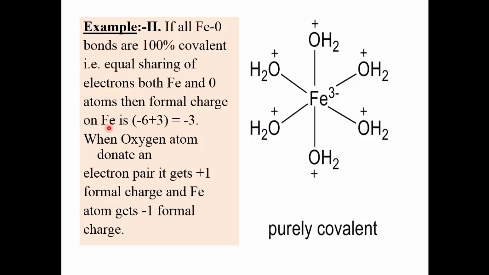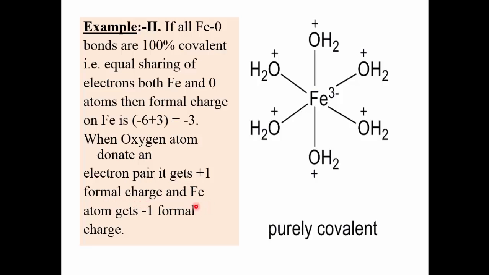The formal charge on iron is -6 +3, that means it is -3. We have already discussed this in the start of this chapter. What happened? Oxygen from the H2O molecule donates 6 electrons to iron and therefore there is creation of -6 charge. But +3 is the original charge on iron and hence there is -3 charge on iron. When an oxygen atom donates an electron pair, at that time it gets +1 formal charge.